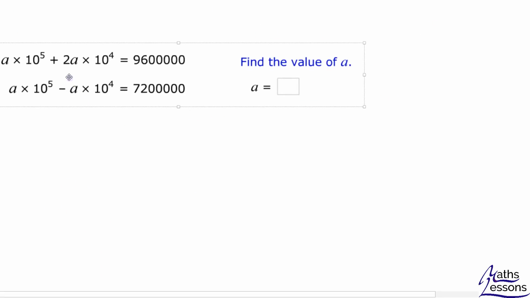So I'll give you 2 minutes to have a go at this one because this one's a bit trickier. Let's see how you get on with it.